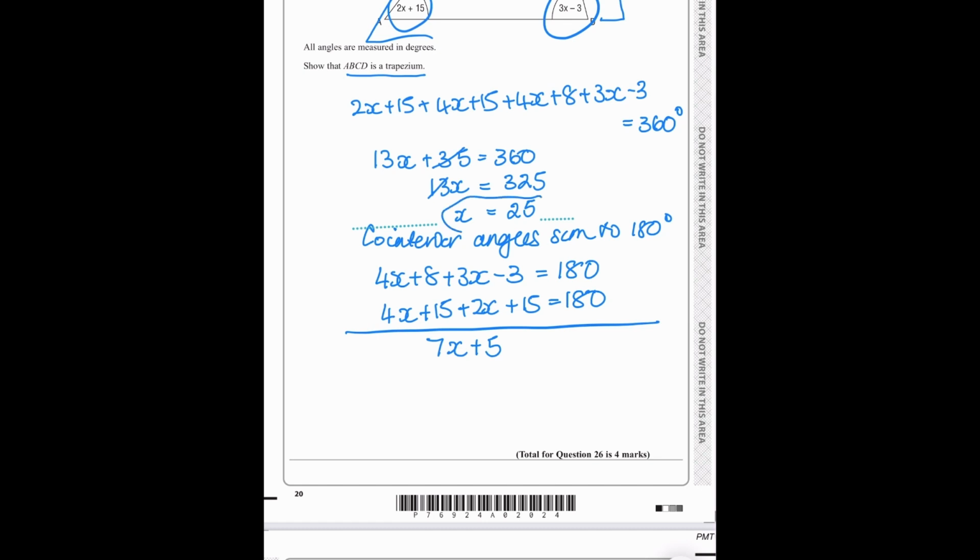We know x is 25. So 7 times 25, add 5 gives me the answer 180. So that is correct. For the second one, 4x plus 2x gives me 6x, 15 and 15 gives me 30. Now we know that x equals 25, so 6 times 25, add 30, also gives me the answer of 180. So this is a trapezium.